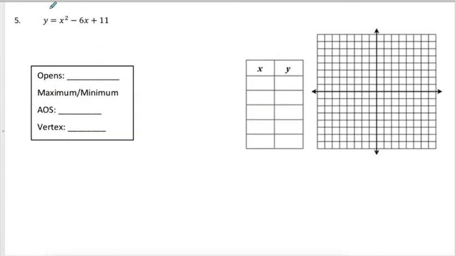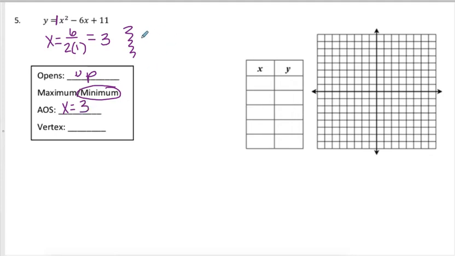All right, on number 5, we have y equals x squared minus 6x plus 11. I'm going to put my 1 in here, telling me it opens up, giving me a minimum. So those two always go together. As soon as I have up, it's going to be a minimum at the bottom. X equals, let's find that axis of symmetry. So x equals opposite of b, so that's a positive 6 over 2 times a. So 6 divided by 2 is 3.